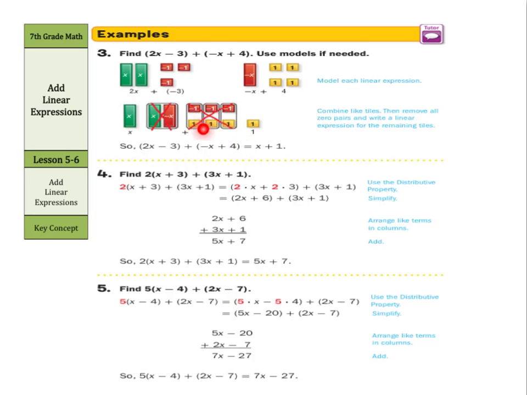And we had our 4 positives and our 3 negatives, and 3 of those canceled out, so we're just left with 1 positive. So basically 2x minus 3 plus negative x plus 4 just simplified down to x plus 1.